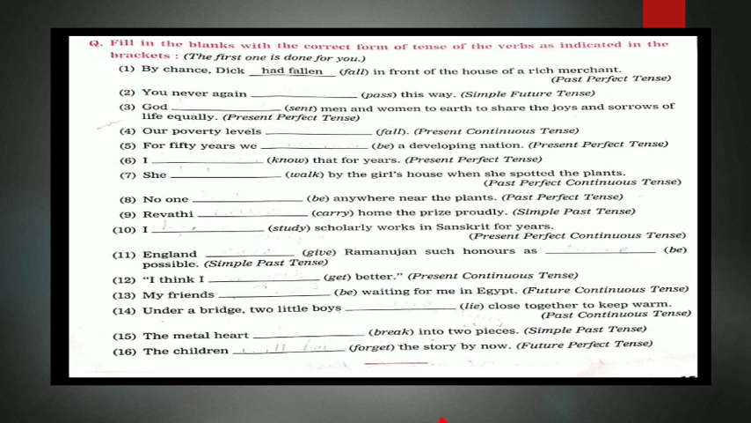By chance, Dick had fallen in front of the house of a rich merchant. Here the verb is Dick, fall, in past perfect tense. So, past perfect tense will have what? Had followed by the en form. So, fall will become fallen. Similarly, you have to solve this assignment.